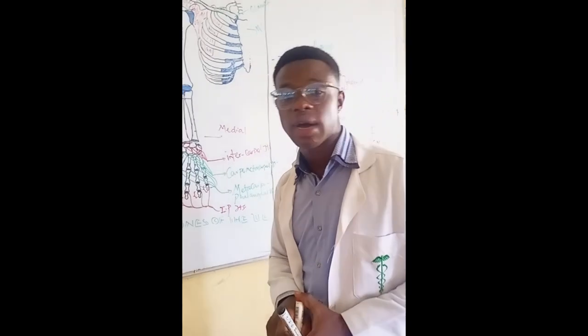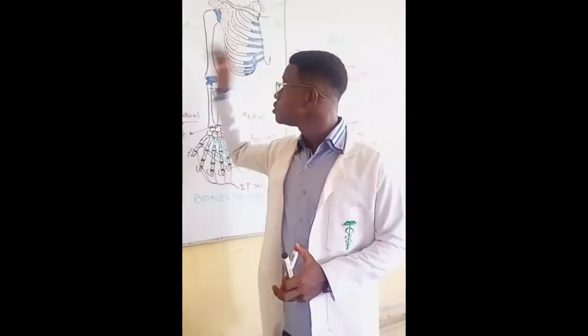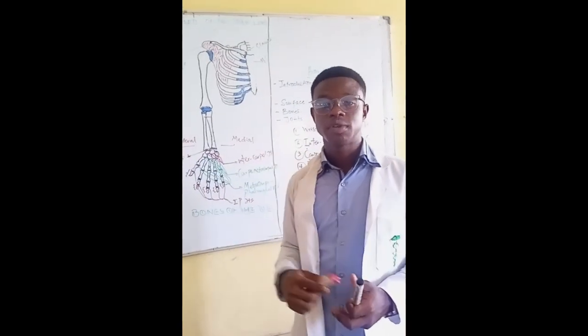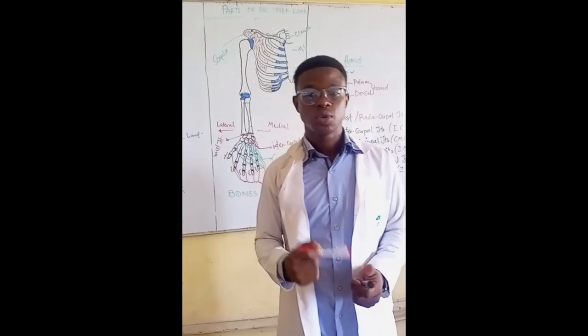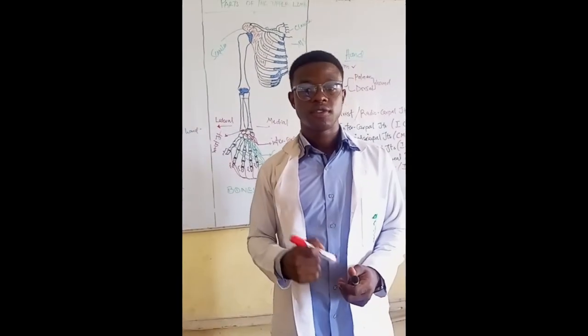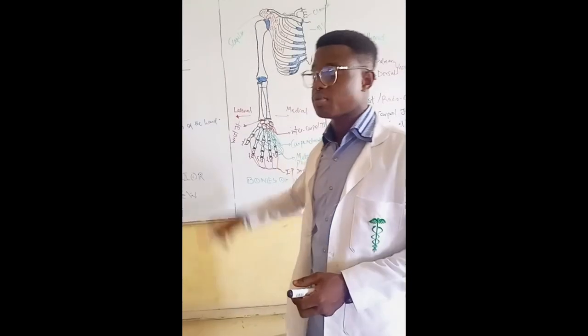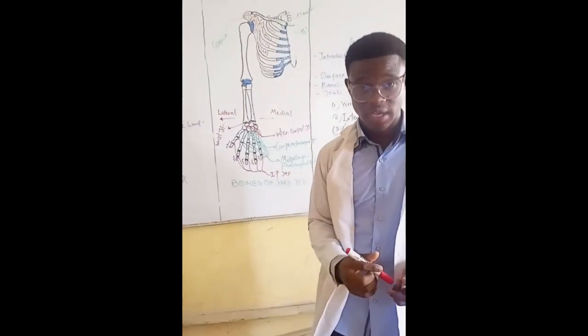And this marks the end of the video. So we've spoken about the parts of the upper limb. In summary, it's divided into four parts: the shoulder, the arm, the forearm, and the hand. And the hand is the last part of the upper limb.